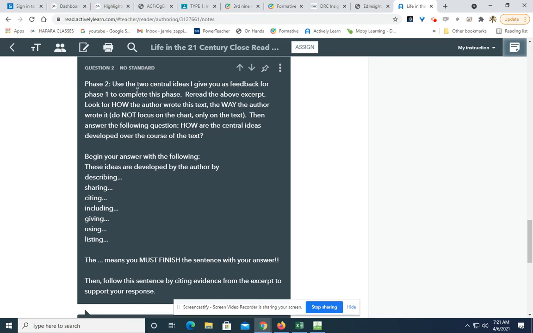Then after you read over the central ideas I give you as feedback for phase 1, I want you to reread the excerpt and think about how the author wrote the text.